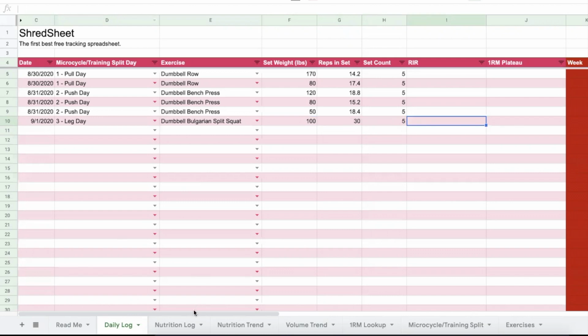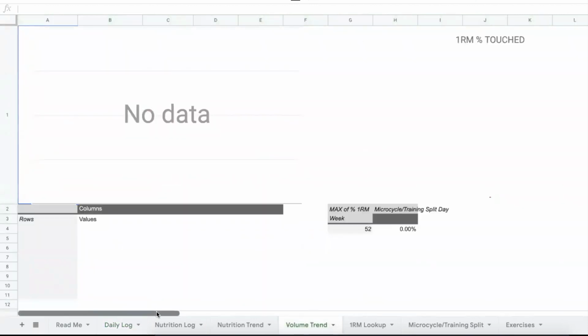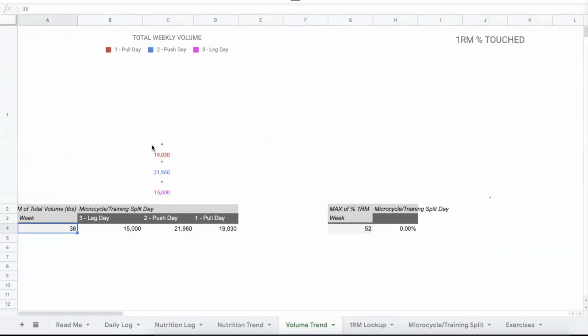Check out my volume trend, see what that looks like. Double check my filters. There we go. So this is my first microcycle logged here, and I'm starting from scratch so that you all can see this example. And I'm on a hypertrophy block, so this is what I'm working on.